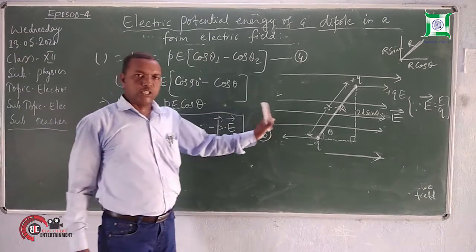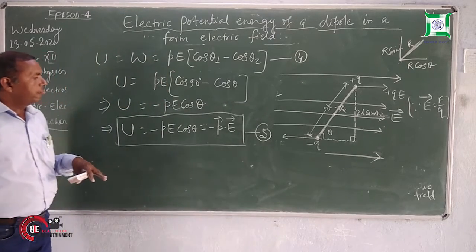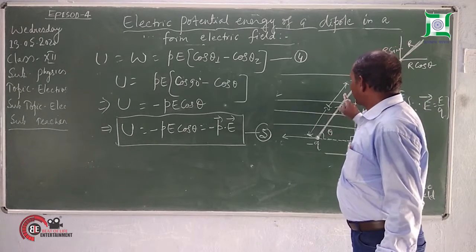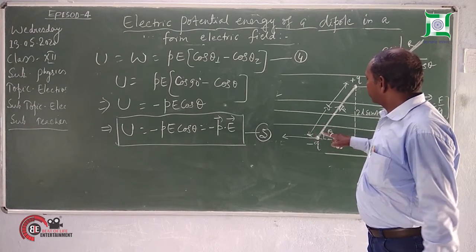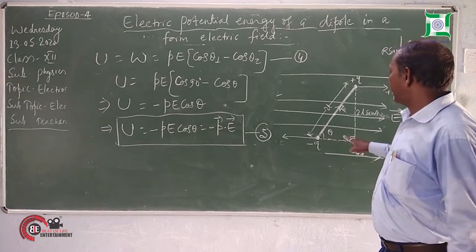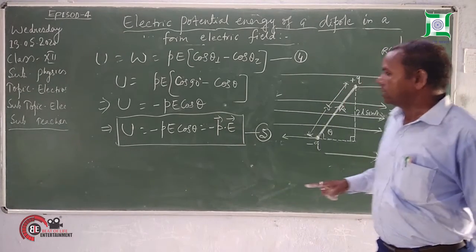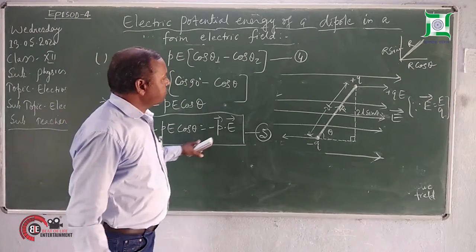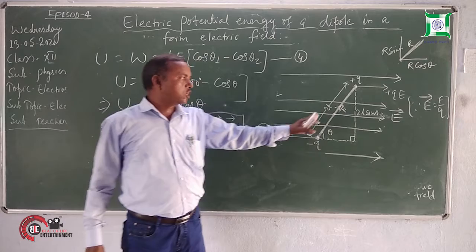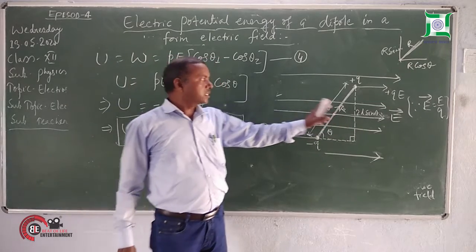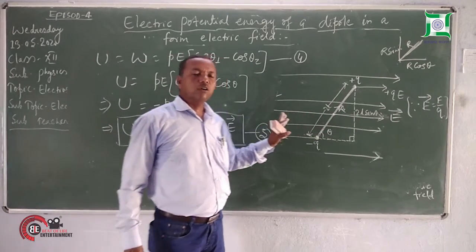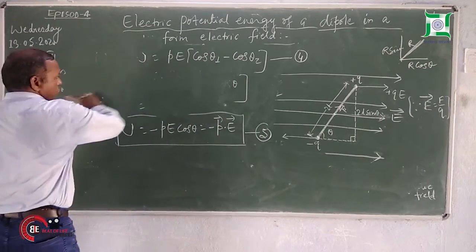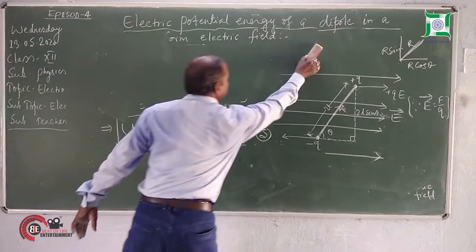Now there will be some special cases. The cases will be the position of the dipole in stable equilibrium and unstable equilibrium. There will be three cases. One is the position of stable equilibrium, second is the position of unstable equilibrium of the dipole, and the third is the position of zero potential energy. We see how this will be obtained.